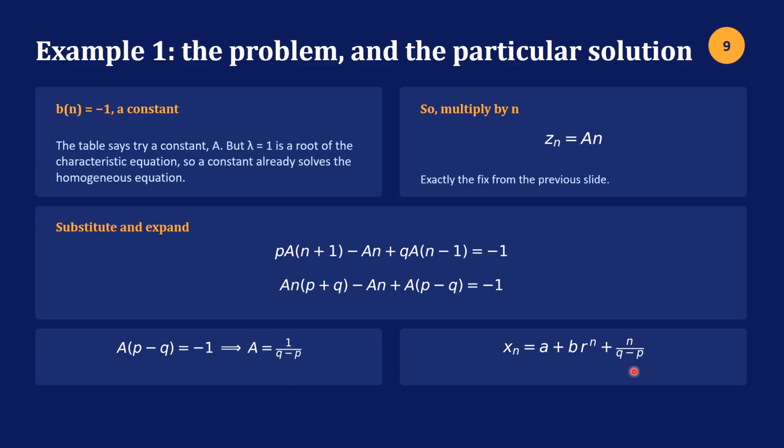And then we can plug that in. This is a, then z sub n is n times a. So we have this here. And this was the complementary solution, this is the particular solution. So we have now the general form for a solution to our difference equation, but we were given two initial values, so we can use those to actually pinpoint A and B, which we'll do on the next slide.